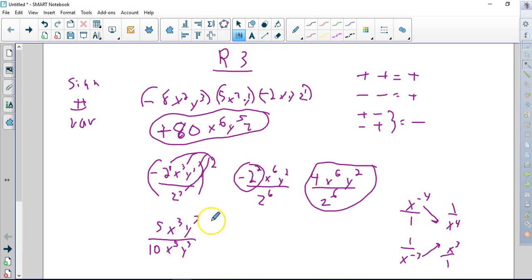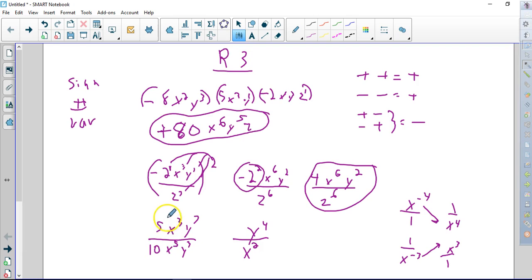So the way I like to teach it is, just ask yourself the simple question: where do I have more x's? Well, I have more x's on the bottom. How many more? 2 more. Where do I have more y's? 7, 3. Oh, that's on top. 7 on top, 3 on the bottom. I have 4 more on the top.